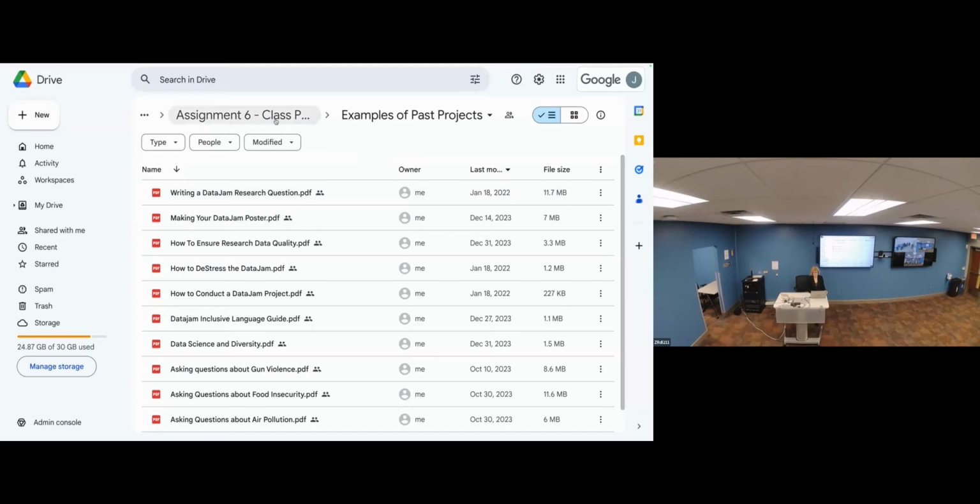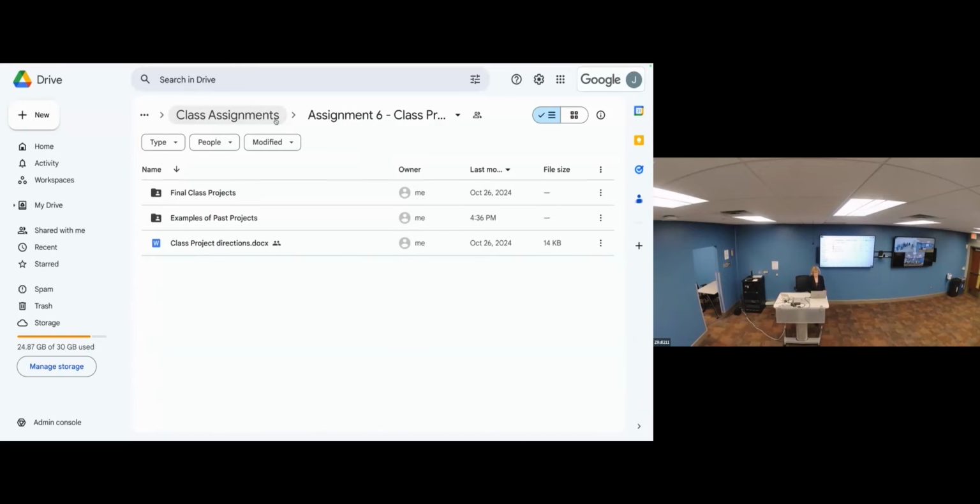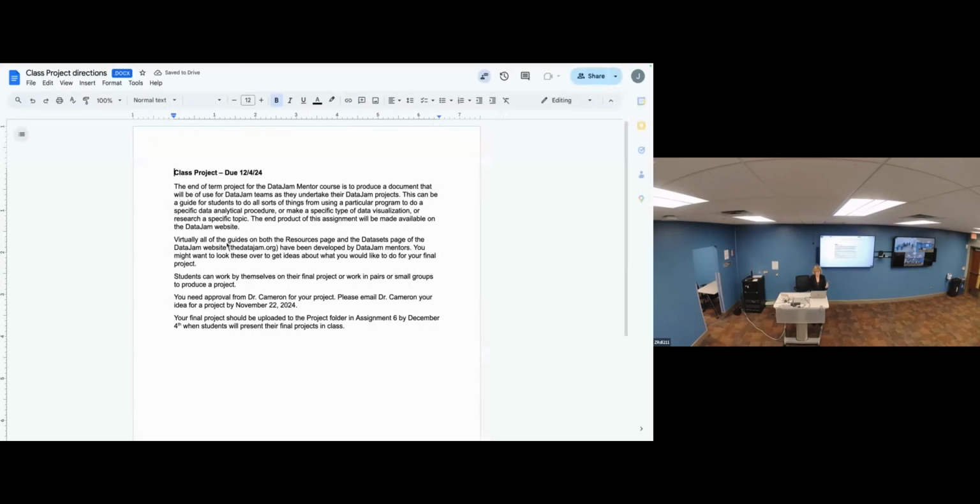So if you look in the assignment 6 folder, you'll see there's final class projects. That's where I want you to put your project on the very last day that we meet of the term, because you're going to give presentations about your project. So you're going to put your project in here. There's a folder that's examples of past projects, and then there's just a Word document that spells out what this is.